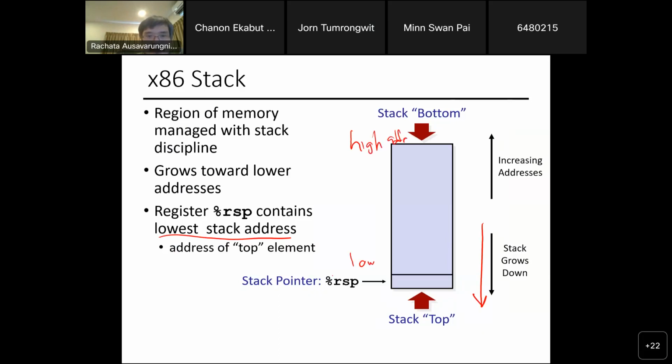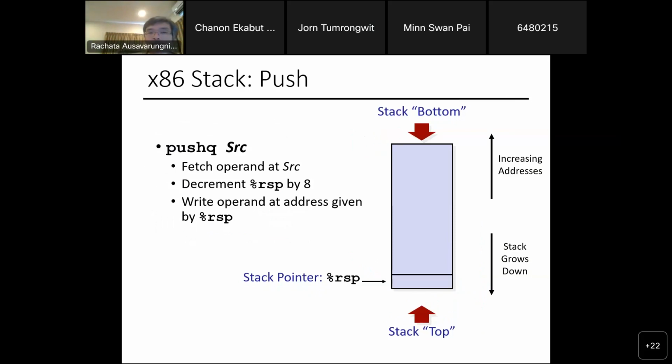This is the low address. So the stack keeps going lower and lower. When you push things, RSP will get decremented. So over here is what happens when you run push and you want to push something to the stack. First, RSP goes down by 8, because one address is 8 bytes, right?